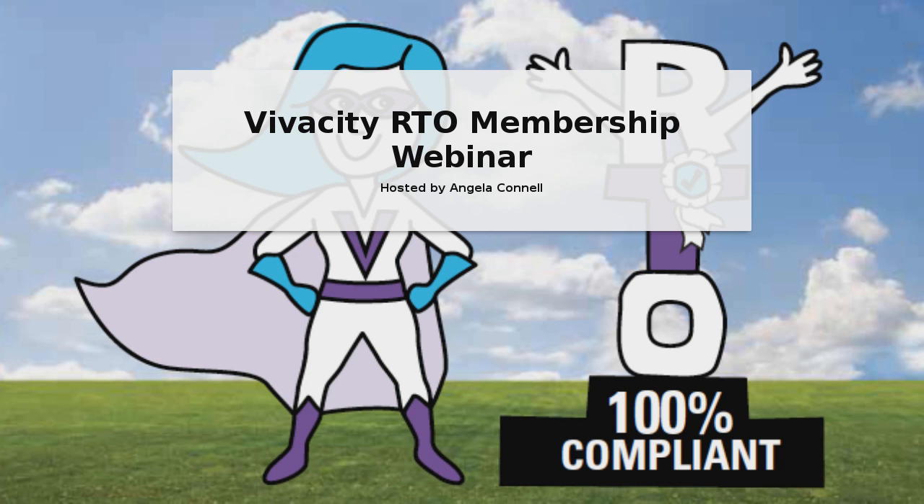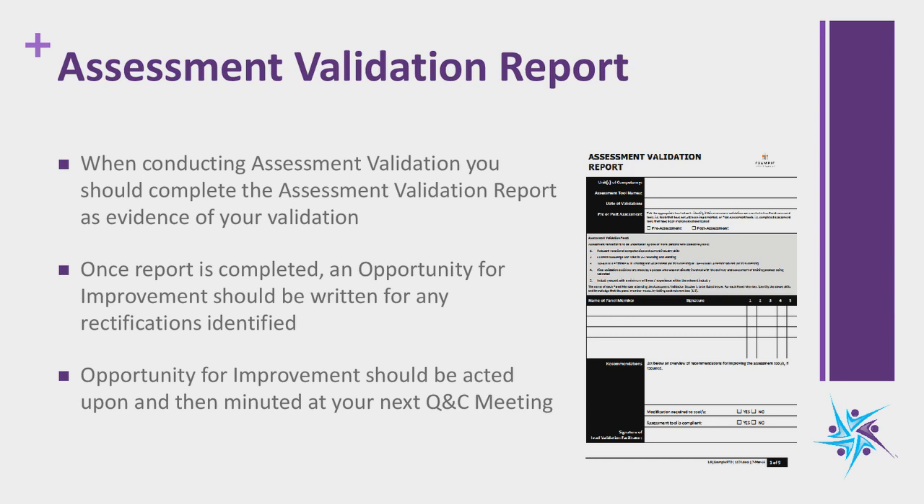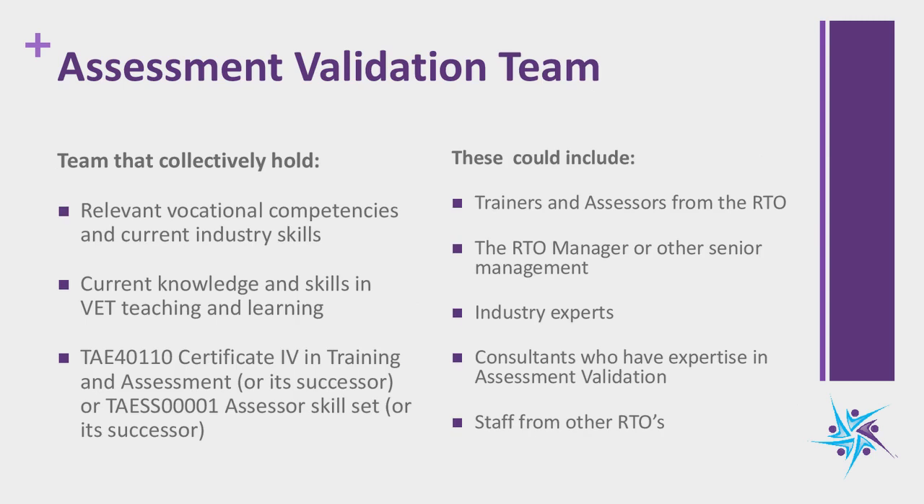Okay, so we'll just get back to the PowerPoint. Almost there. If you do identify any rectification, that should be recorded in your opportunity for improvement and minuted at your monthly meeting.